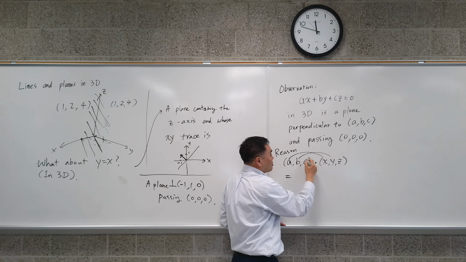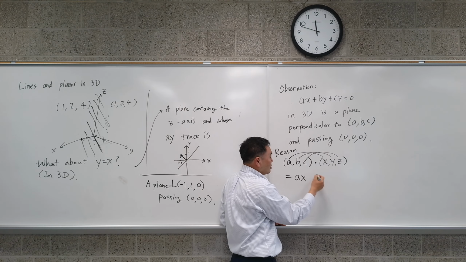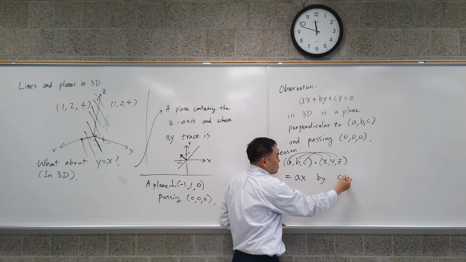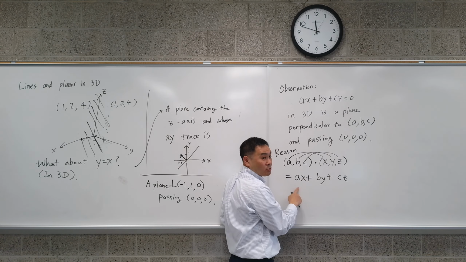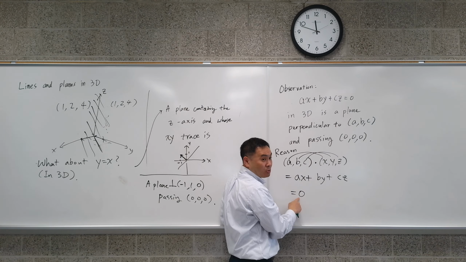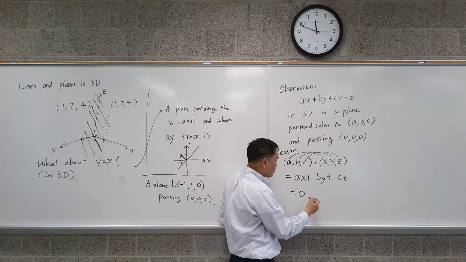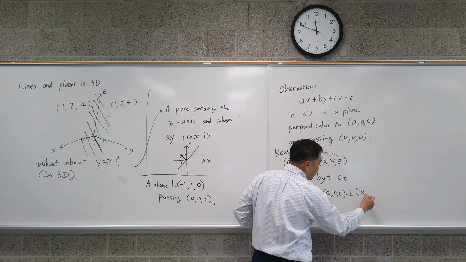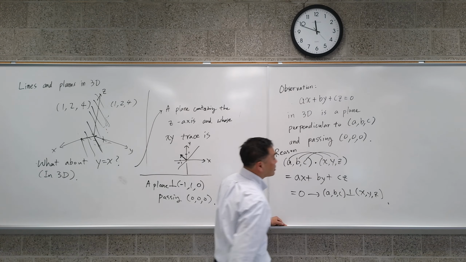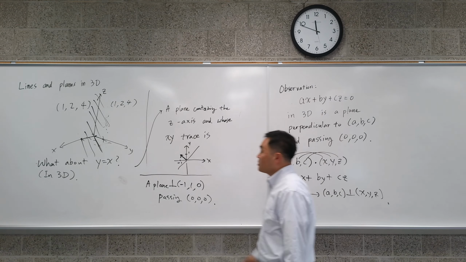The dot product is component-wise multiplication and add, right? So you end up with A times X, B times Y, C times Z. So we did the component-wise multiplication and we added them. What is that equal to? Equal to 0. If the dot product of two vectors is 0, what does that mean? Perpendicular, right? So you have A, B, C perpendicular to X, Y, Z. Okay. So that's the first thing that you understand about a plane.